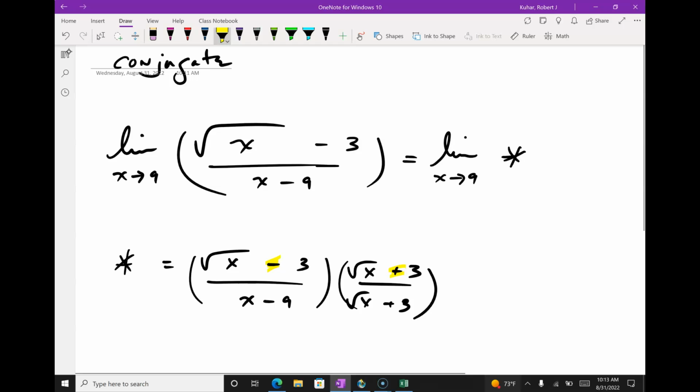Yeah, well, I want to plug in first, right? I want to plug in first. So square root of 9 is 3. 3 minus 3 is 0. 9 minus 9 is 0. I get 0 over 0. I know I'm trying to find a replacement function.